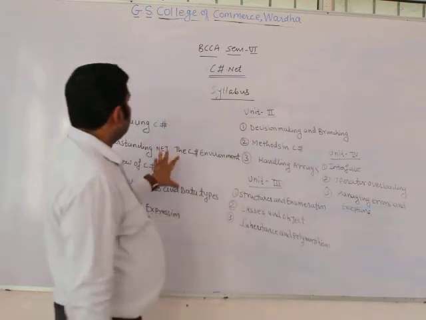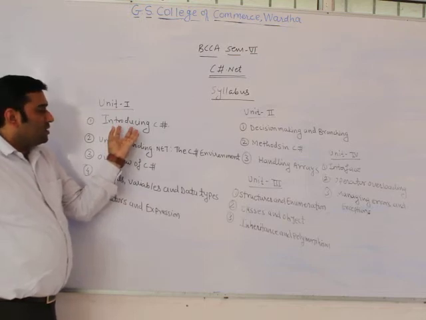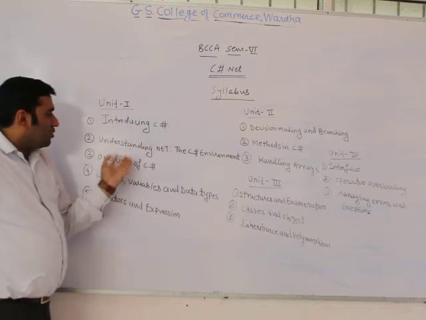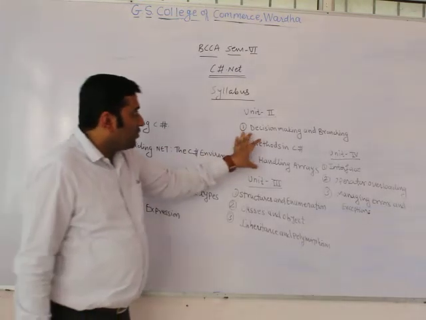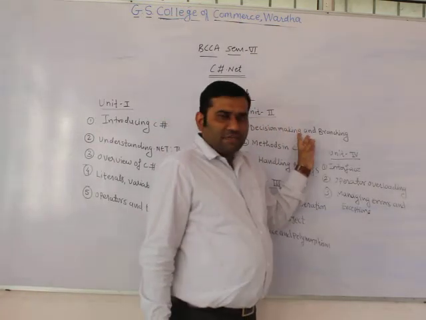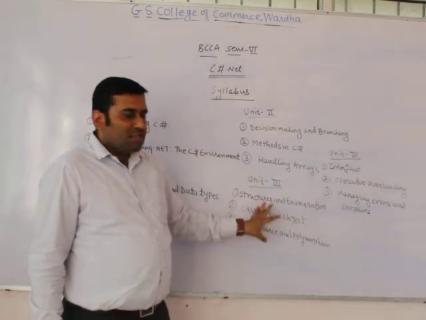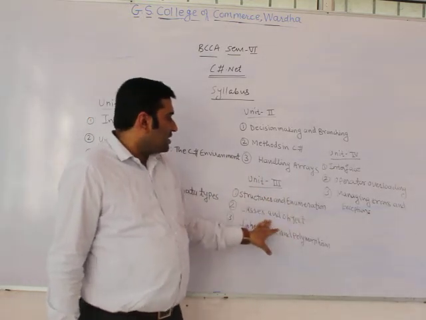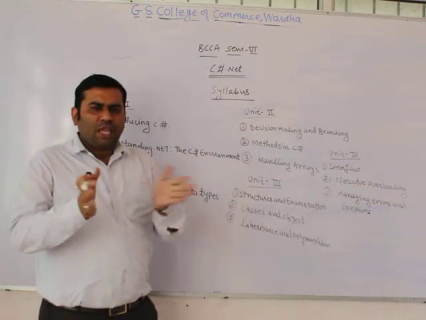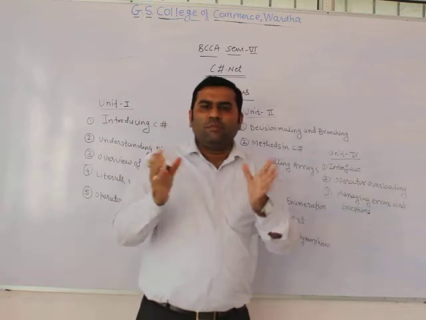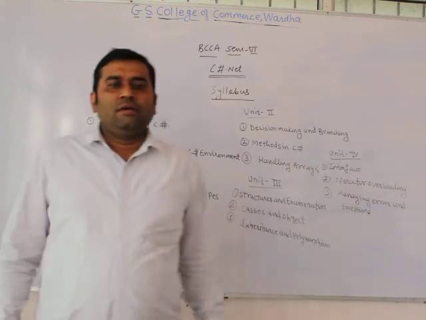The total syllabus of C#.NET is conceptual. In unit 1, you learn introducing C#, understanding .NET, overview of C#, literals, variables and data types, and operators. In unit 2, decision making statements, methods, and handling errors. In unit 3, structures and enumeration, classes and objects, inheritance and polymorphism. In unit 4, interface, operator overloading, managing errors and exceptions. This is the syllabus of C#.NET.